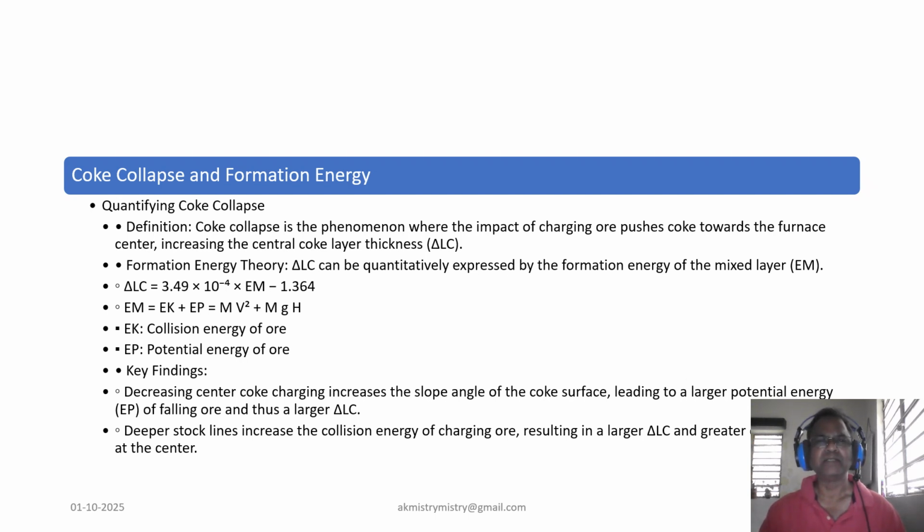Crucially, they found that decreasing the amount of coke charged to the center actually increased the slope of the coke surface, and this gives falling ore more potential energy, leading to a larger collapse and thicker central coke column. Similarly, a deeper stock line increases the ore collision energy, also resulting in a larger collapse.